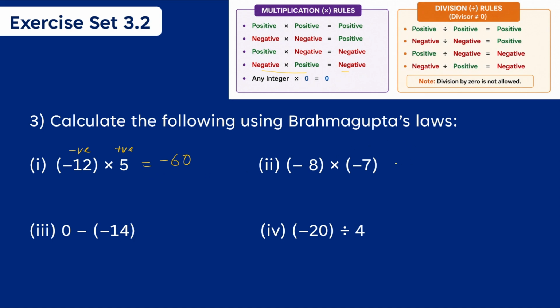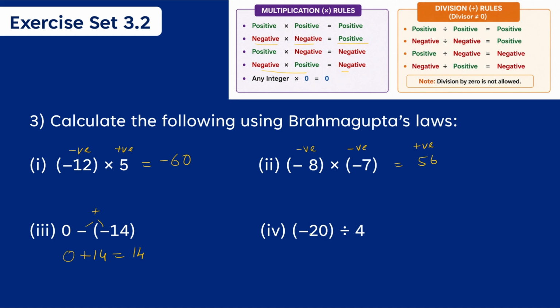Second question, when both the values are negative, which means when both the signs are same. So when you multiply a negative value with a negative value, the response is positive. Negative 8 times negative 7 is positive 56. So the response is positive. The third question, it's a subtraction problem. So subtracting a negative number is like adding a positive number. So 0 plus 14 gives you 14. You could also make it this way, that two consecutive negatives makes a positive.